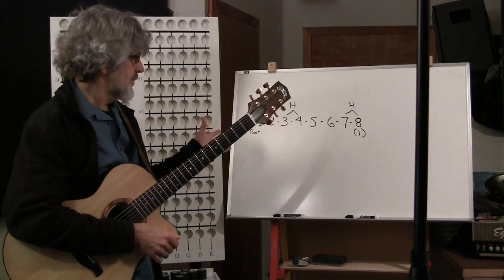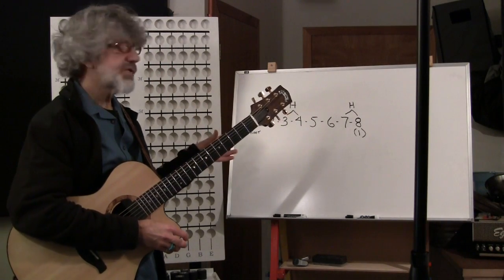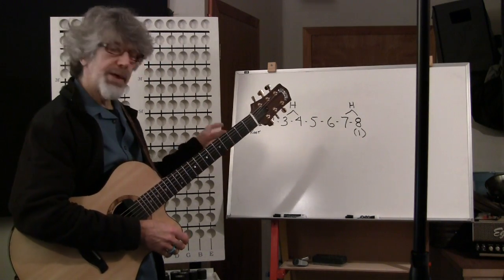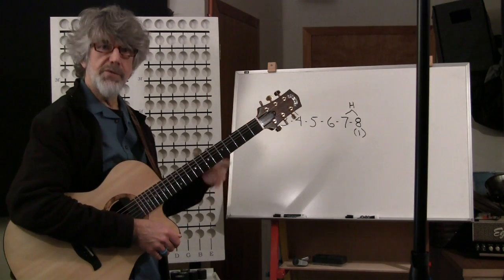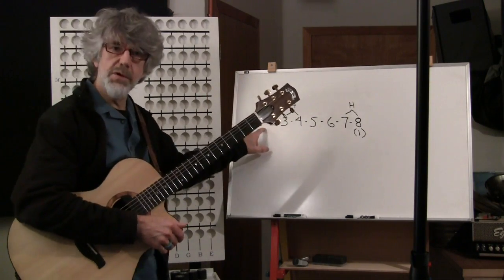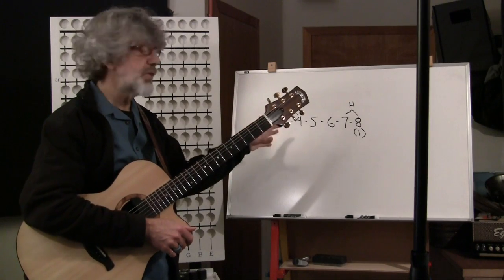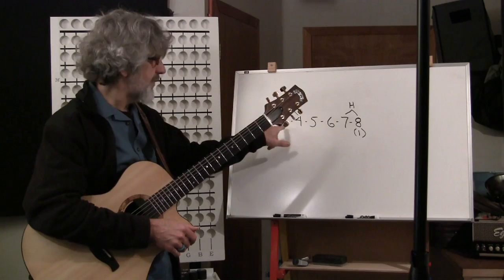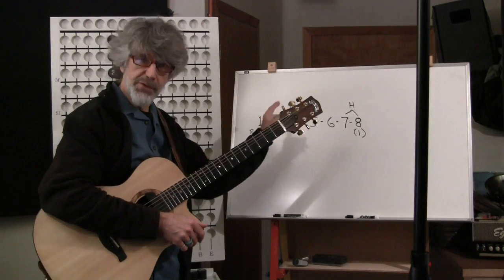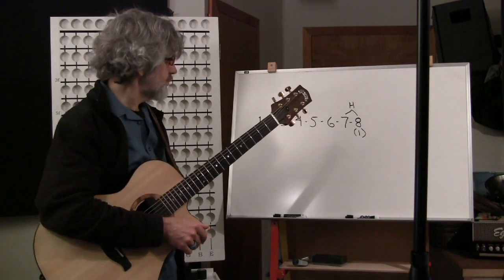So let's talk about the intervals that are within the major scale. We can compare intervals within a major scale from one note to the next. We've already done that actually. We know that there's a whole step between 1 and 2, 2 and 3, 4 and 5, 5 and 6, 6 and 7, and the half steps, of course, are here between 3 and 4 and 7 and 8.